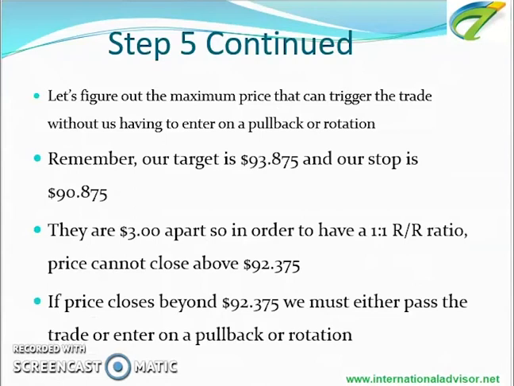Let's figure out the maximum price that can trigger the trade without us having to enter on a pullback or rotation. Remember, our target is 93.875 and our stop is 90.875. They are $3 apart, so in order to have a 1-to-1 ratio, price cannot close above 92.375 as per the calculation, which we should make separately. If price closes beyond 92.375, we must either pass the trade or enter on a pullback or rotation. Otherwise, our risk-to-reward ratio will not be met.